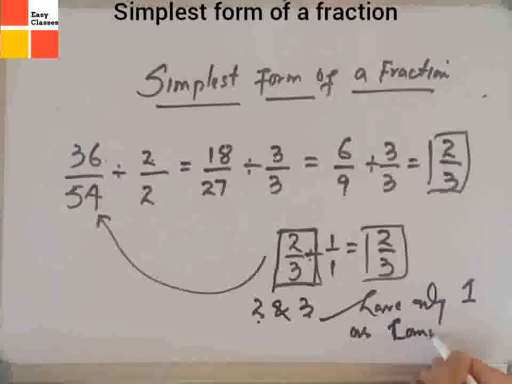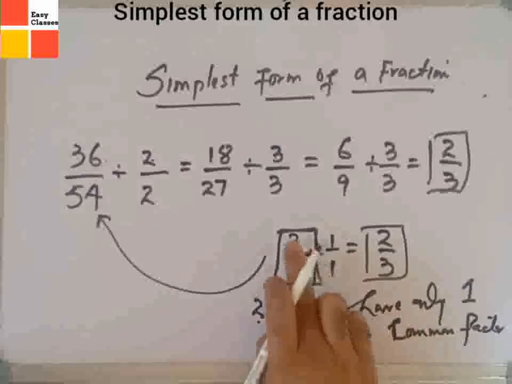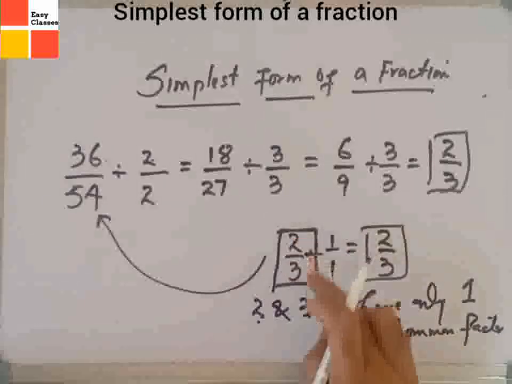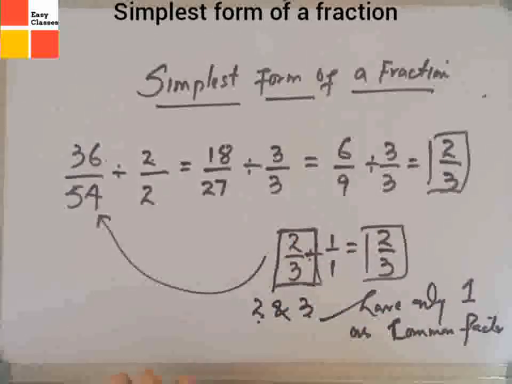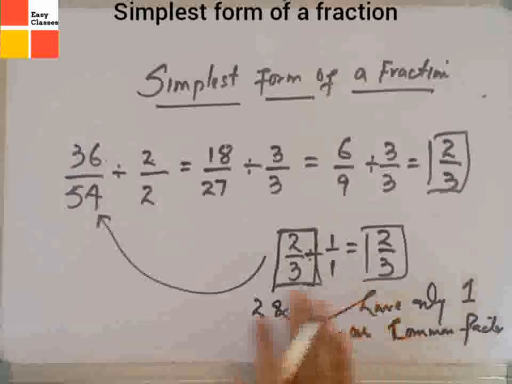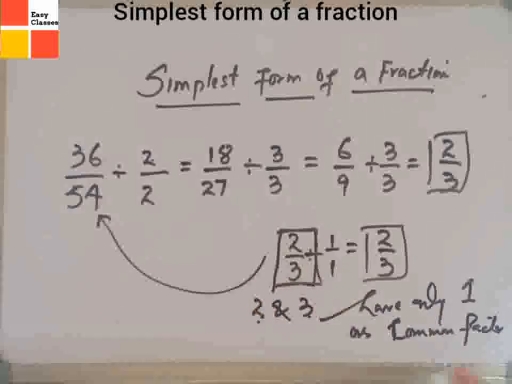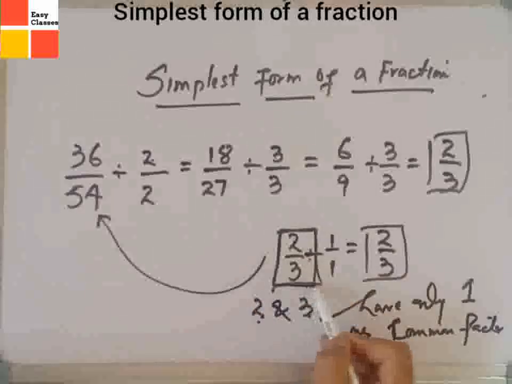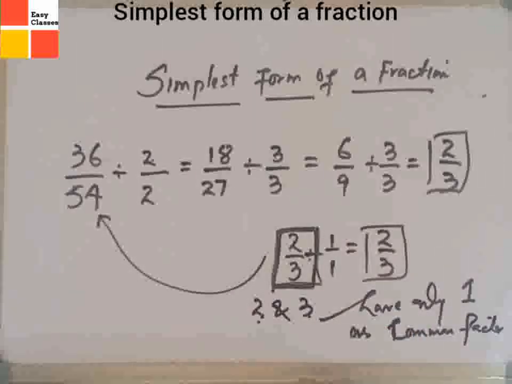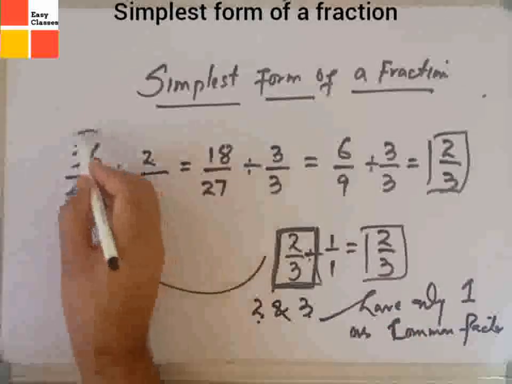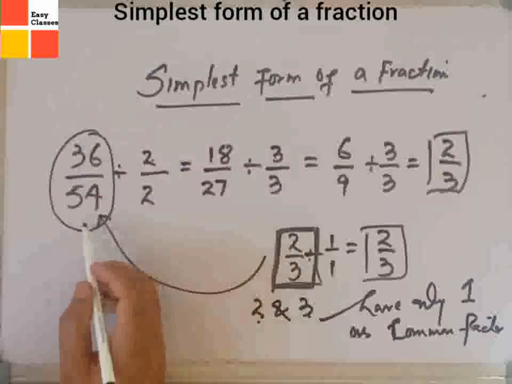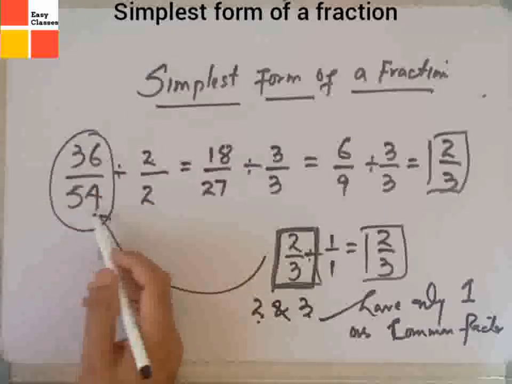1 as a common factor means only 1 can divide both its numerator and denominator. Other than 1, there is not any number that can divide its numerator and denominator. Now this is called the fraction in its simplest form. Originally it was 36 by 54.